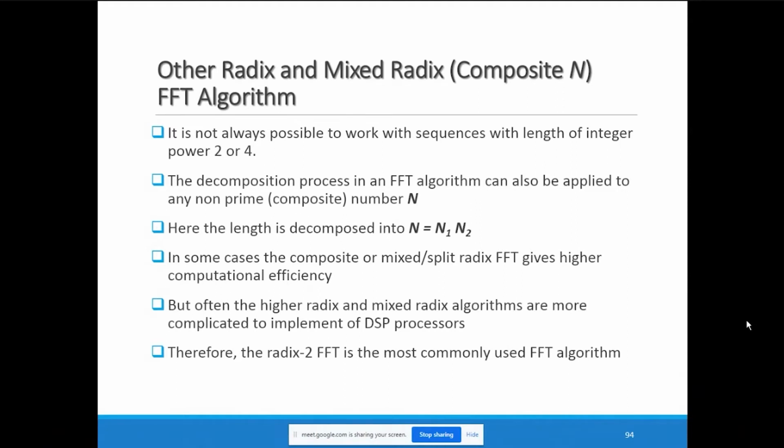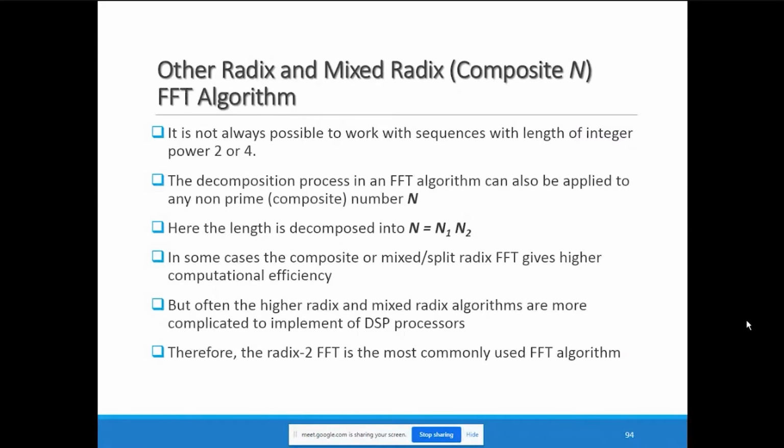Therefore, the Radix 2 FFT is the most commonly used FFT algorithm. So why is the Radix 2 algorithm the most commonly used? Because, as we have discussed, higher Radix, mixed Radix or split Radix algorithms provide higher computational efficiency, but their limitation is that they are complicated to implement on the DSP processor. Their implementation on hardware is not as easy as the Radix 2 FFT algorithm. So due to that complexity, Radix 2 FFT is always preferred compared to other FFT algorithms.